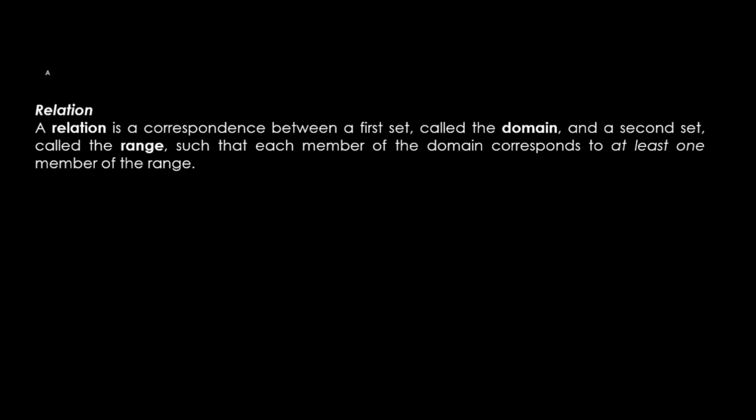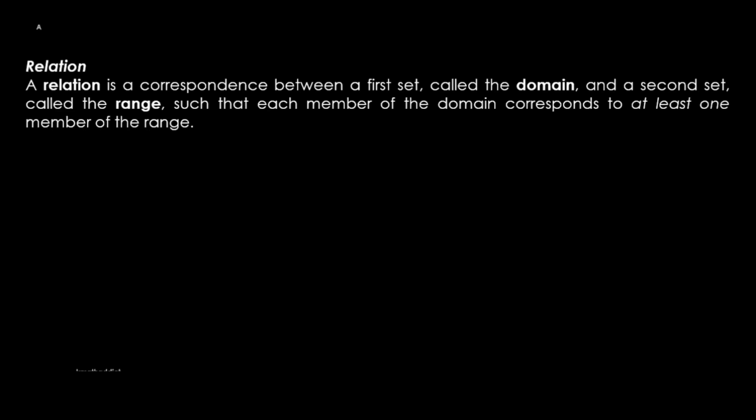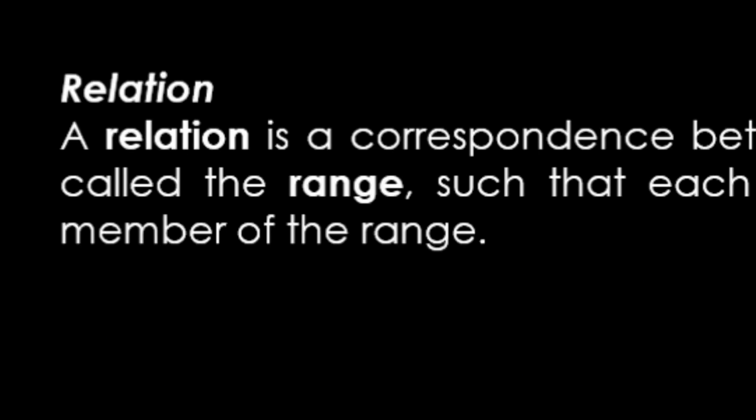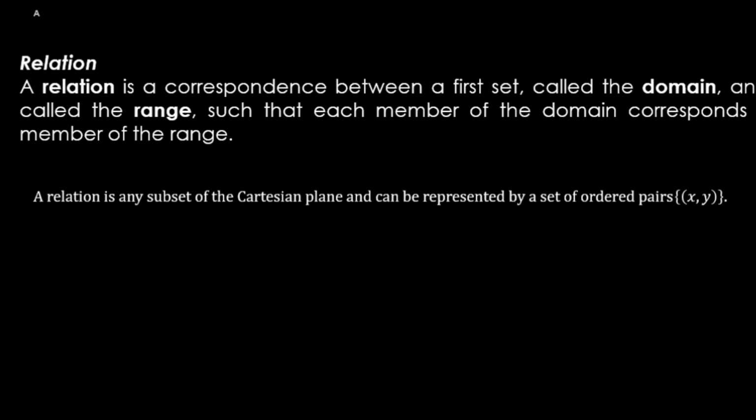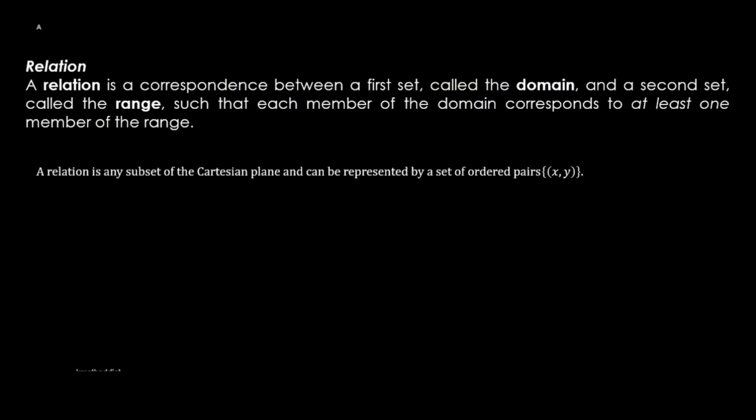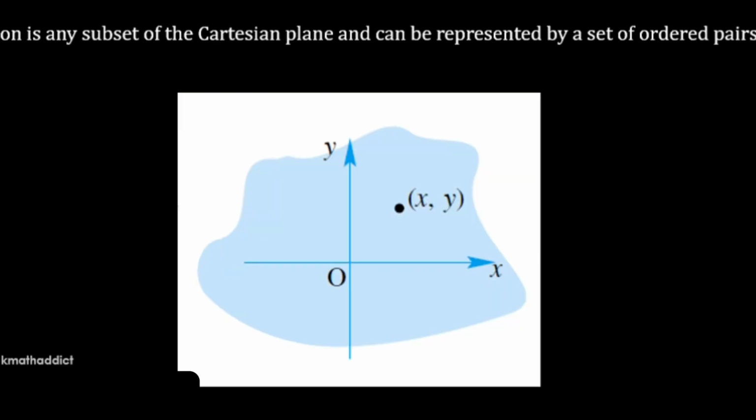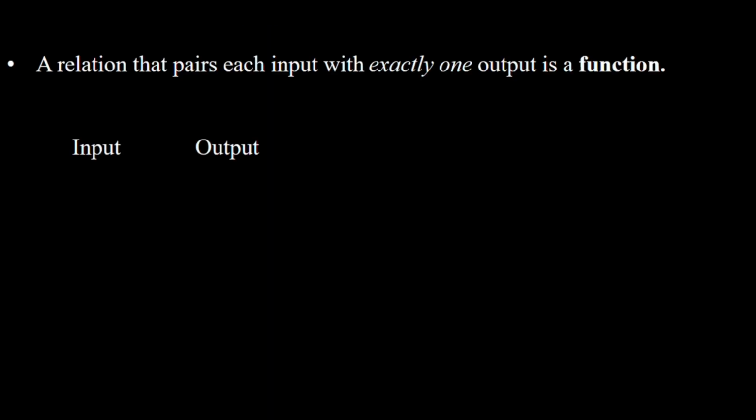A relation is defined as a correspondence between a first set called the domain and a second set called the range, such that each member of the domain corresponds to at least one member in the range. A relation is any subset of a Cartesian plane and can be represented by ordered pairs, like this x, y relation. A relation that pairs each input with exactly one output is called a function. Therefore, a function is first of all a relation.